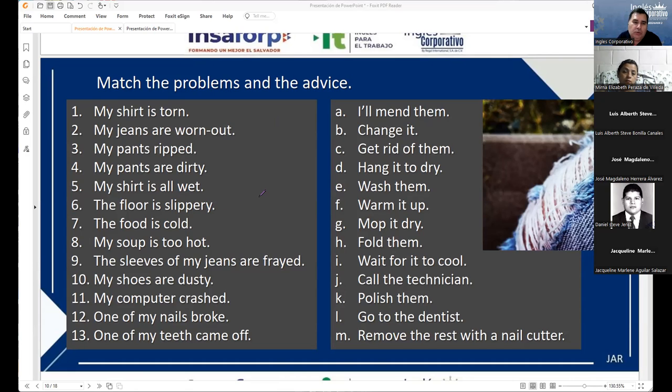The food is cold. La comida está helada. My soup is too hot. Muy caliente. The sleeves of my jeans are frayed. Desgastadas. My shoes are dusty. Polvosos. My computer crashed. My computer stopped working. One of my nails broke. Se me rompió una uña. One of my teeth came off. Se me cayó un diente.